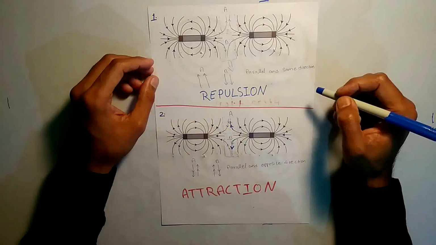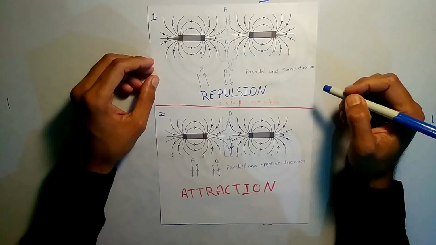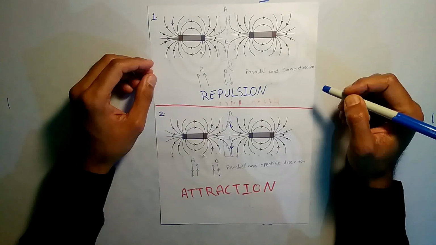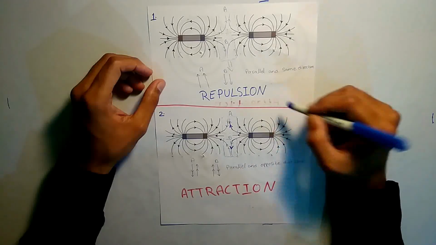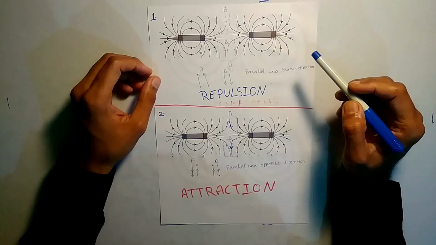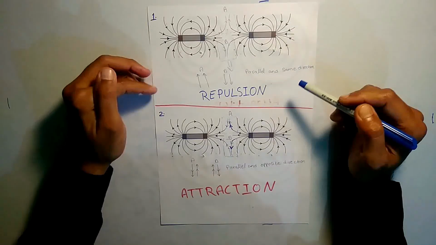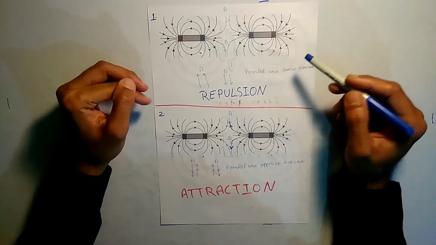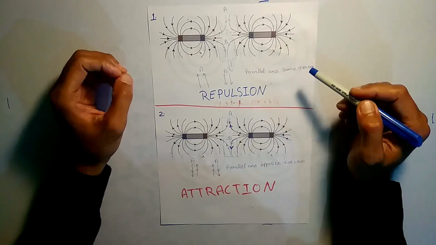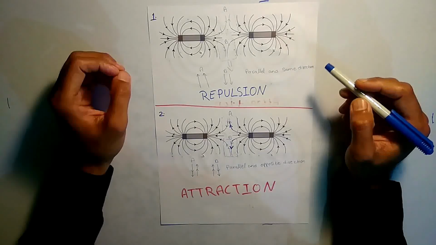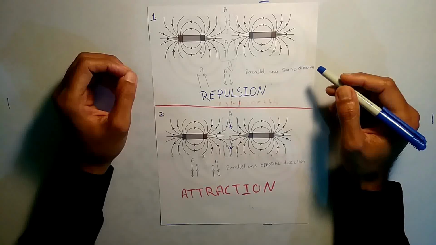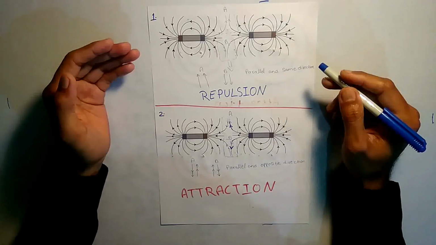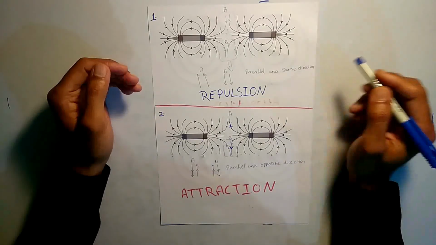Hello everyone. In this short video, I will talk about the right hand thumb rule, then force implied by magnetic field on a current carrying conductor. Let us first talk about repulsion and attraction: how two magnetic fields interact to cause repulsive and attractive forces between two magnets or two magnetic fields. Whenever two magnetic fields interact, their pattern of interaction decides whether they will attract each other or repel each other.